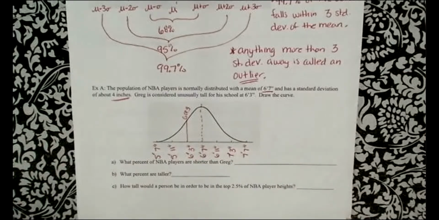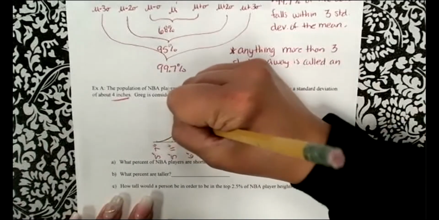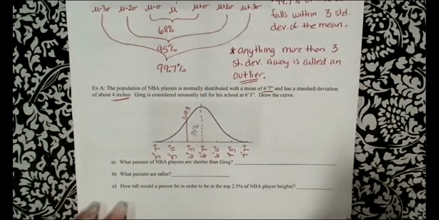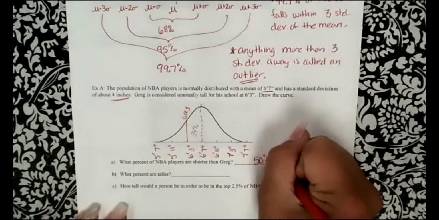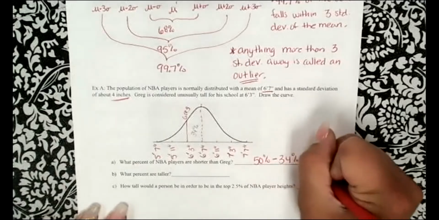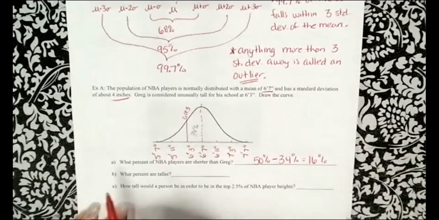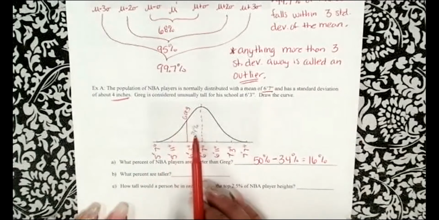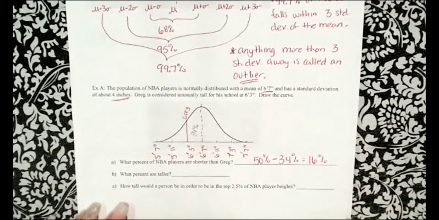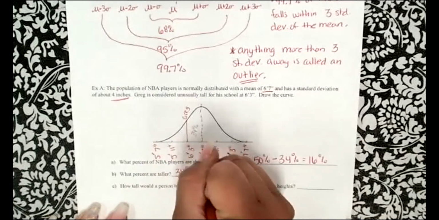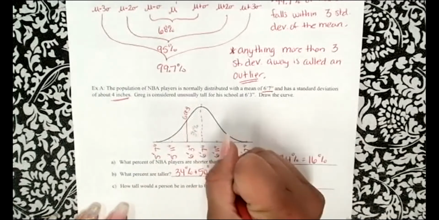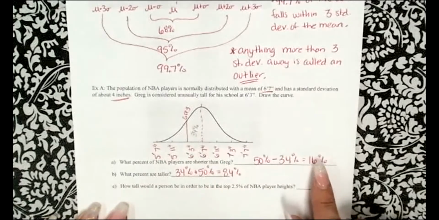Well, this small section right here was 34%. So if half is down here, I'm going to take 50% and I'm going to subtract 34%. So then that's 16%. So what percentage of NBA players are shorter than Greg? Well, 16% is. What percent are taller? Well, look, we have all this, the 50% plus this 34%, because this is where Greg's height is. So this is going to be a 34% plus a 50%, which is an 84%. Or you could have just taken 100 and took the 16% away.